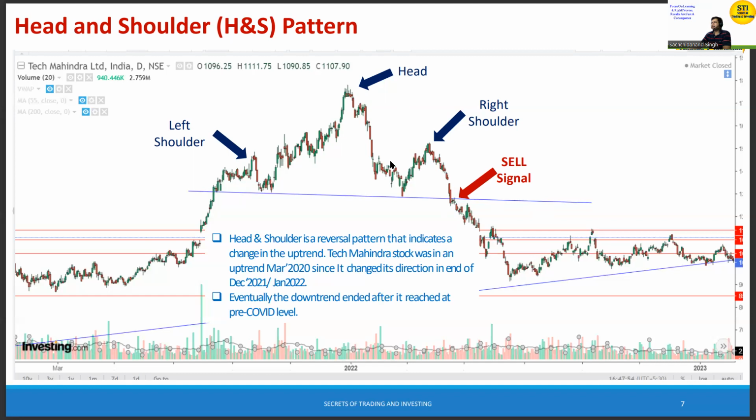As of now, we need to wait till the head and shoulder formation is complete and the neckline breaks. At that point of time, it will be a selling signal, and we can take an entry here. Based on some other concepts that we are going to learn in the next couple of minutes, we can decide to take an entry.